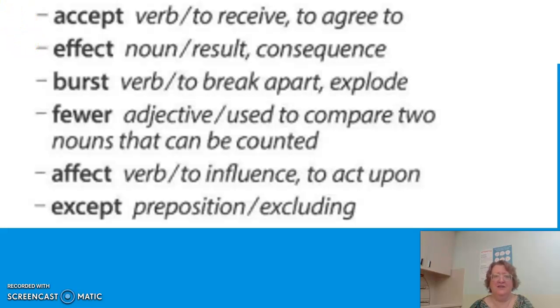All right, on the board, you should see several words and their definitions. I would like to begin with the word except at the very top and read it exactly as it is written on the screen. So let's begin. Accept, verb, to receive, to agree. Now, Mrs. Osborne, choose one student to give an example of how to use accept in a sentence.